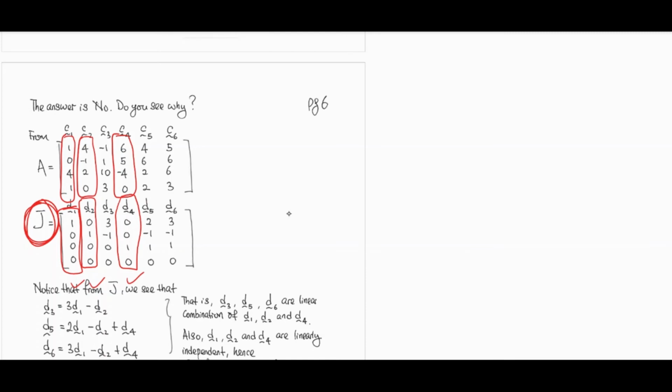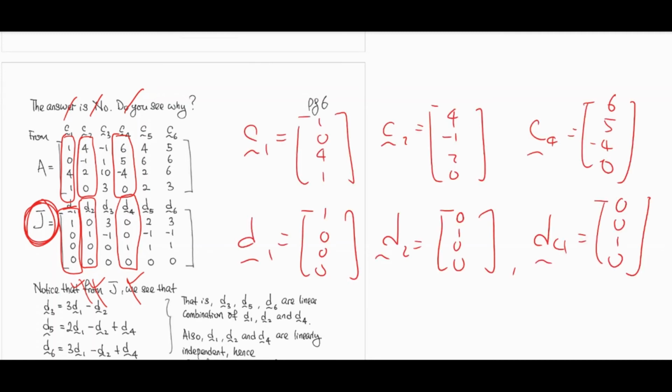Now, D1, D2, and D4 are linearly independent. You can see it by just a simple visual inspection. C1, C2, and C4, are they linearly independent? It's not obvious at all. All right, you can take a look. D1, D2, and D4 are linearly independent. It's very straightforward. Visual inspection, you can see that. I'm claiming that C1, C2, and C4 will also be linearly independent, but it's not so clear by visual inspection.